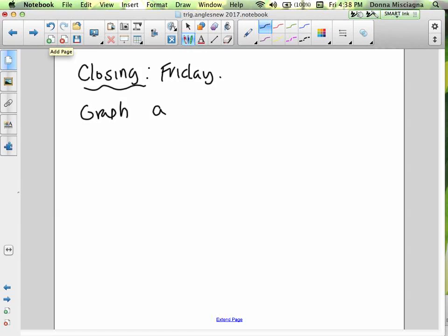I've got to figure out which one I haven't done. I don't even remember anymore. I think 5. Wow, have I done them all? Pi thirds. No, I don't want to do pi thirds because that's already in the first quadrant. Let's graph an angle. Let's do 2 of them. Let's do 1 in degrees and 1 in radians.